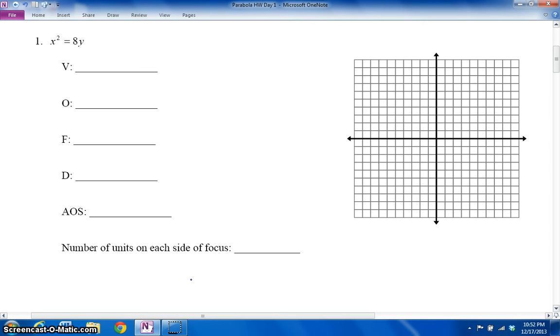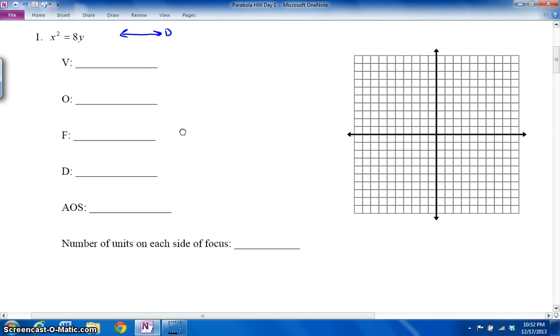In this case, the x is squared. That means our parabola is either open up or down. That gives us a horizontal directrix. So if we do a quick sketch, we'll have a directrix line that is horizontal somewhere.